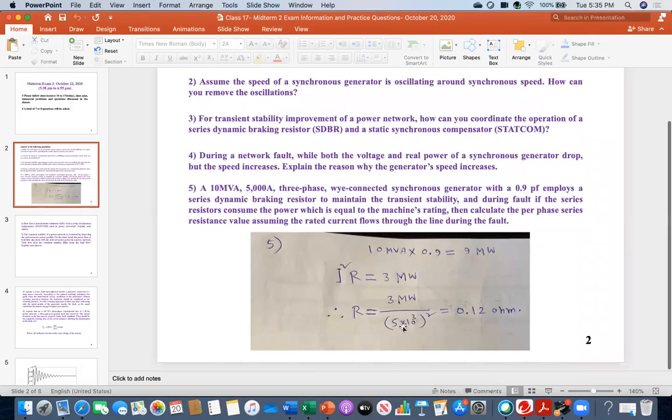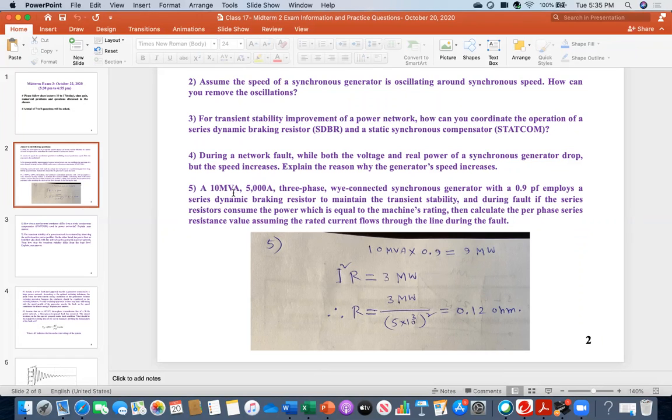So this should be the correct result. R value should be 0.12 ohm. Some of you were close to this one, 0.14, but still your approach is wrong. You have used the voltage. But in the case of a series circuit, you cannot use the voltage.